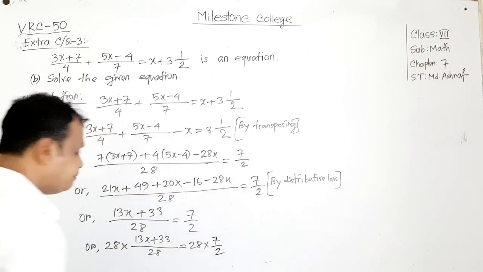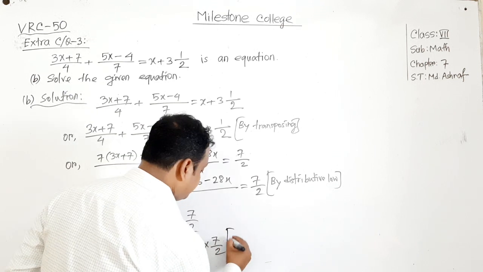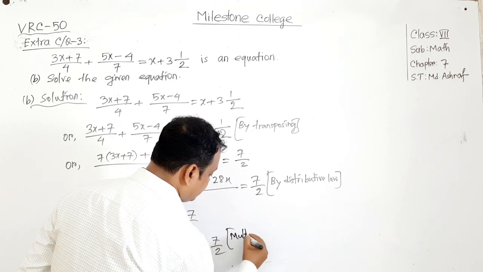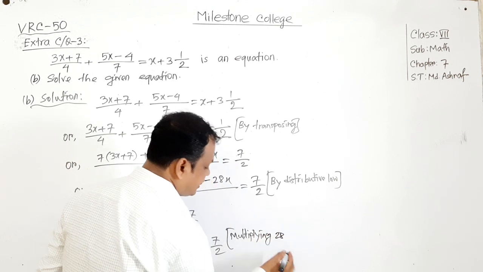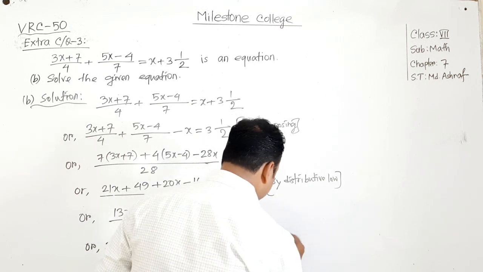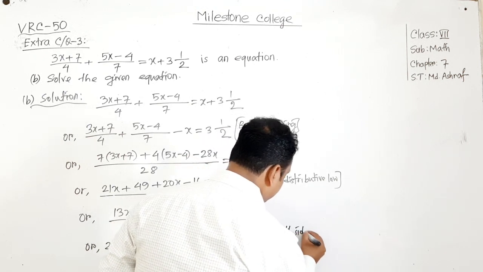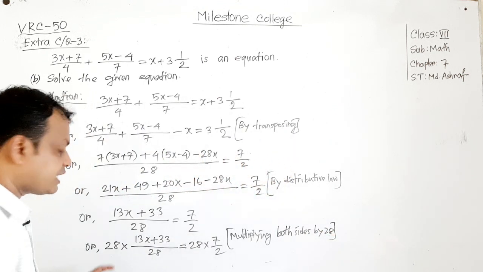So what have you done here? Multiplying both sides by 28.